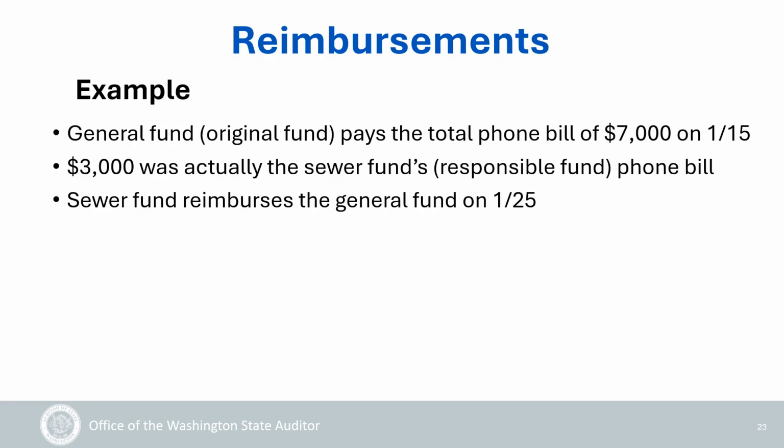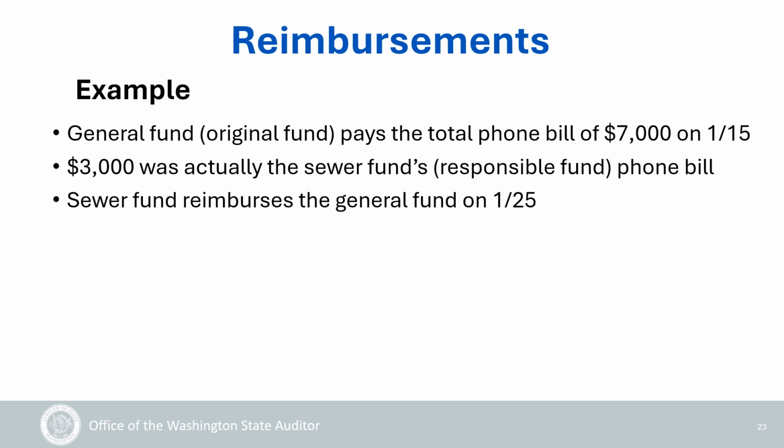The general fund is our original fund in this example. The general fund pays the phone bill totaling $7,000 on January 15th. Of that $7,000, $3,000 was actually for the sewer fund portion of the bill. That means the sewer fund is the responsible fund for that $3,000. The sewer fund reimburses the general fund later that month. Now, how do we report this?